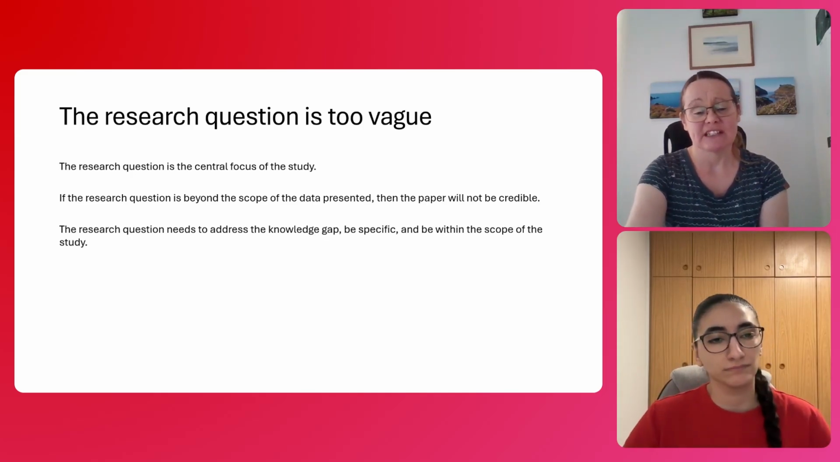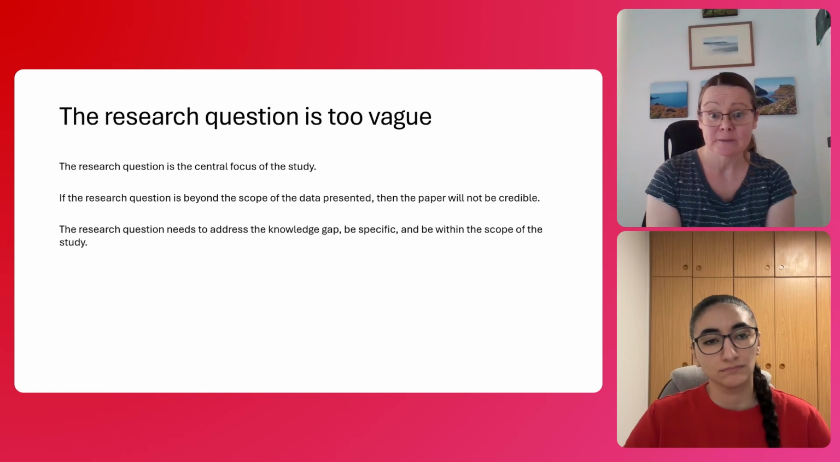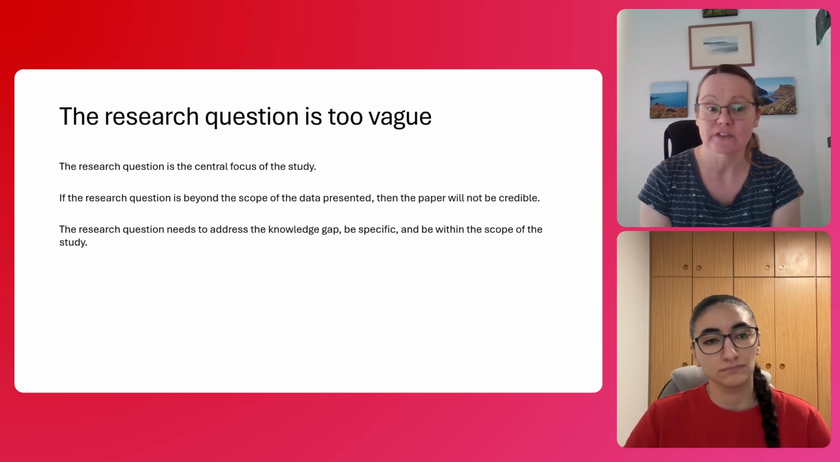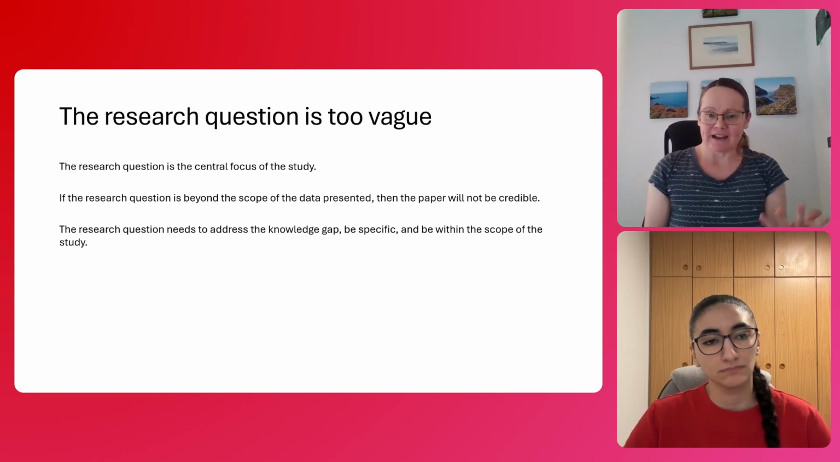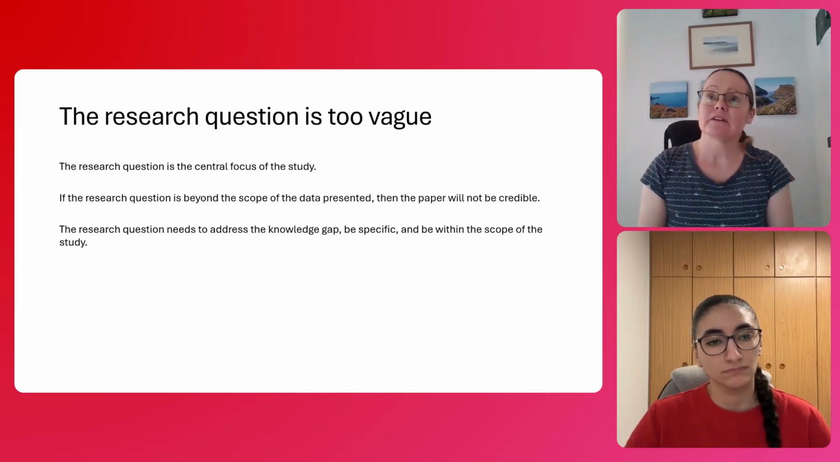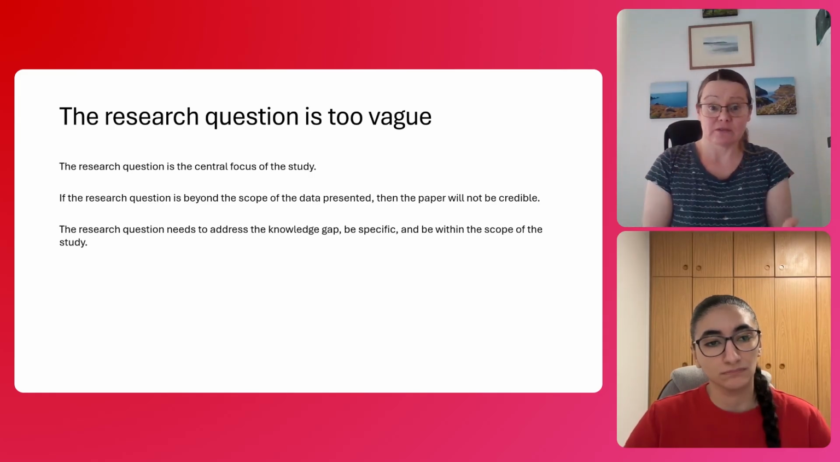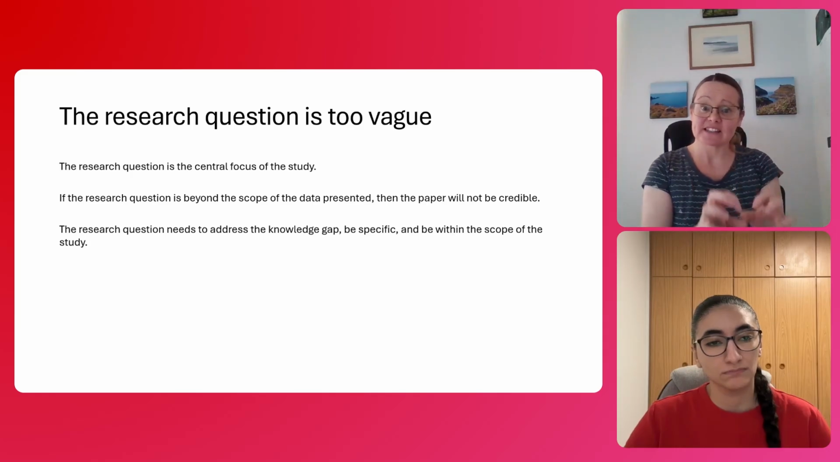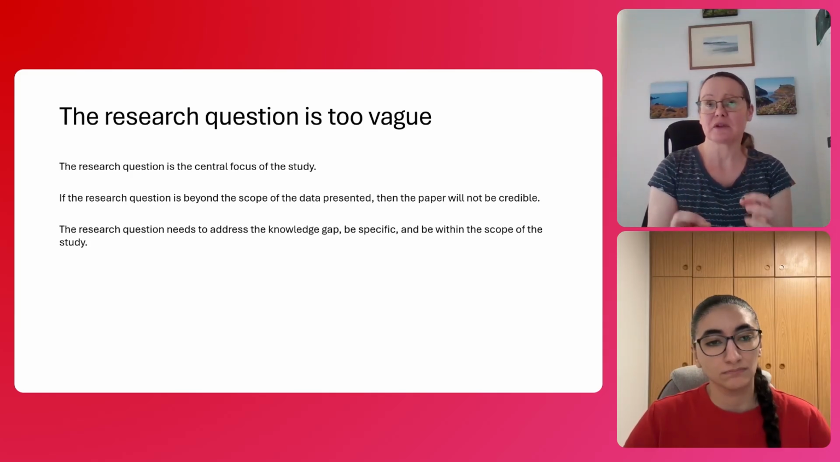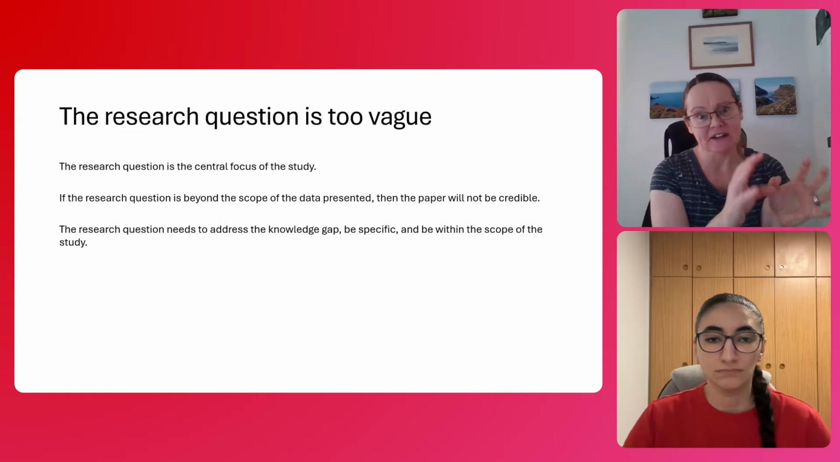Our research question needs to address the knowledge gap that we've talked about, and it needs to be specific. It needs to have specific outcomes, and it needs to be within the scope of the study. What I mean by that, when I talk about the research question being within the scope of the study, is that the study is able to answer it, that the data that we present in the study can answer that question. And I think you can appreciate that if we have a very vague research question, it's going to be a lot harder for our data to answer that question.